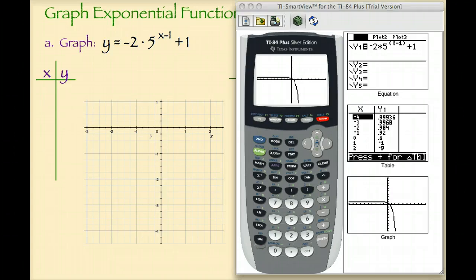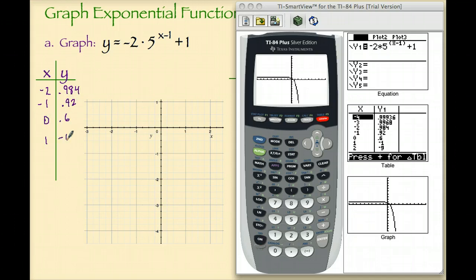We would never graph without plotting some points. We would never try to freehand this. It's not going to be as accurate as if we actually plot some points and connect the dots. Remember, those ordered pairs could come from your calculator, but you should take the time to list them and plot them. This is -2, -.984. Then we have -1, -.92. 0 is 0.6.